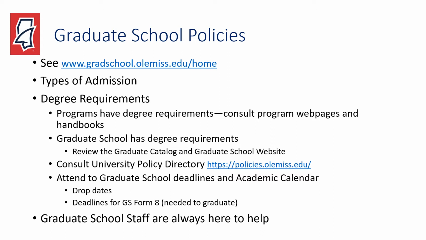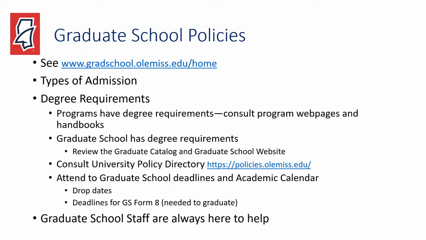You may also want to consult the University Policy Directory. The website is listed here. The Policy Directory contains the official policies of the university and is updated at least annually. Don't forget to attend to graduate school deadlines in the academic calendar, which contains things like drop dates and other important details related to each academic term.